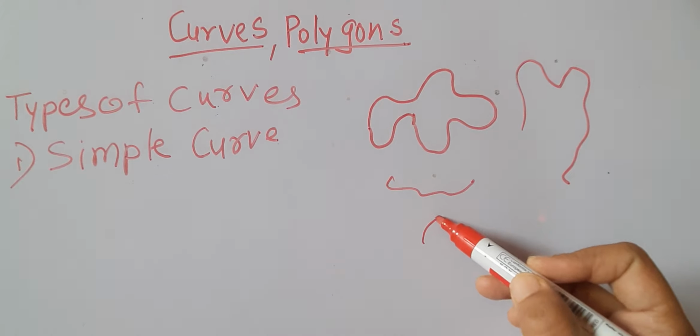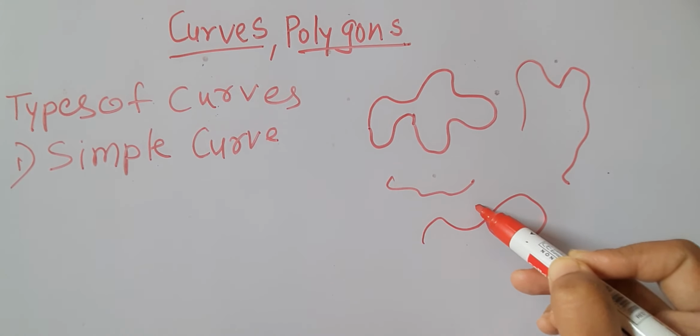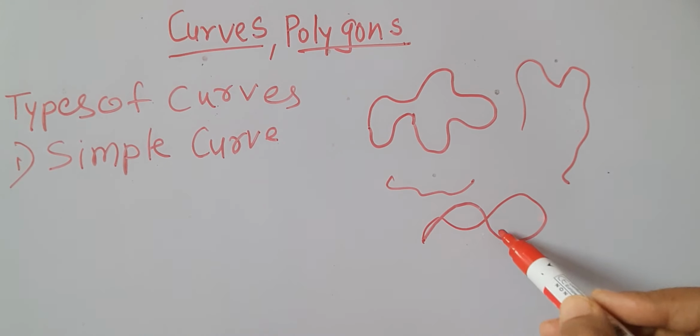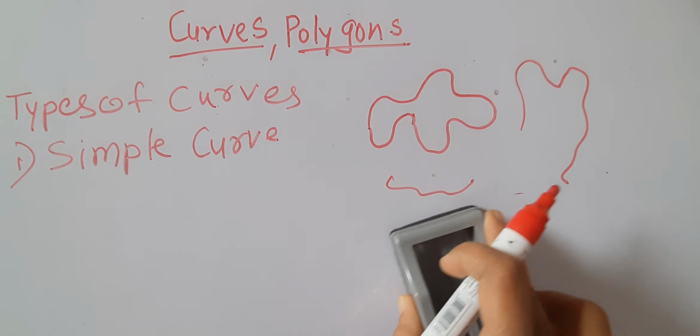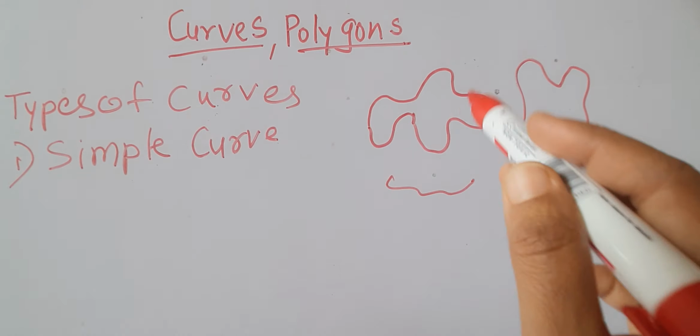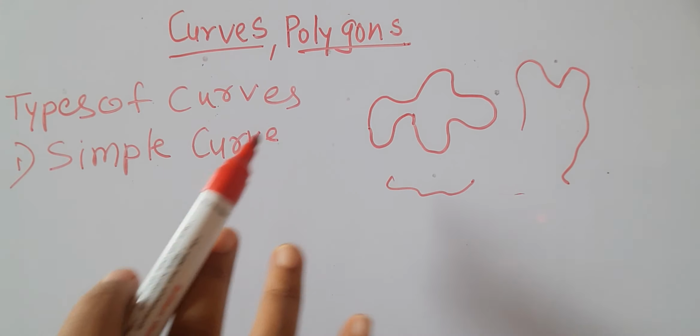What is crossing? Suppose I'm drawing a curve and here it is crossing itself. Then it is known as a crossed curve. But what is a simple curve? A curve which is not crossing itself anywhere is known as a simple curve.